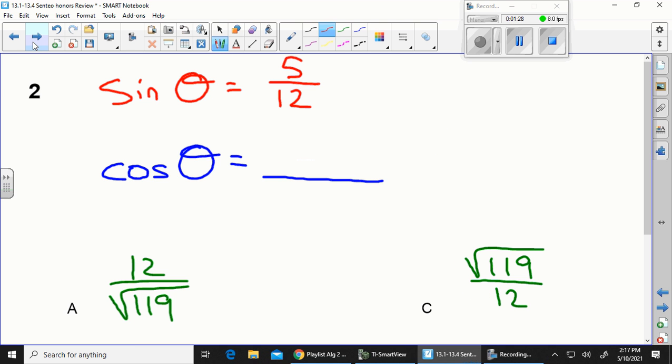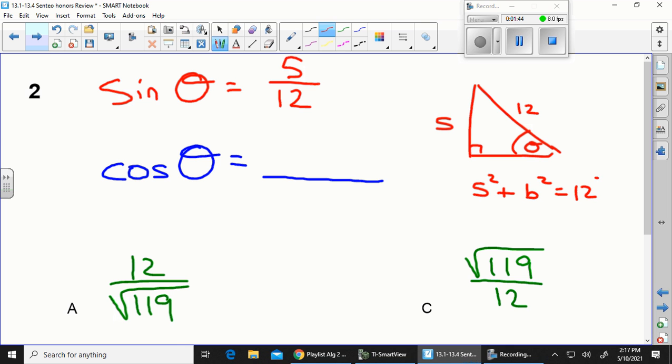So sine of theta, number 2. Sine of theta is 5/12. What's your cos? Draw a triangle. Put theta somewhere. Opposite over hypotenuse. You need the adjacent. So 5 squared plus b squared. If you take 12 squared minus 5 squared, you're going to get 119. Square root it. That does not reduce. So your cosine is the square root of 119 over 12, which is C.